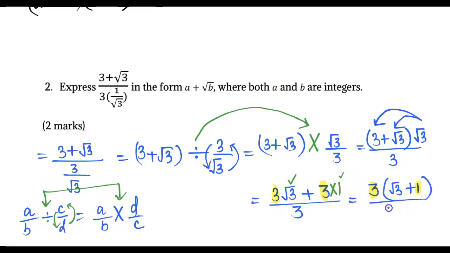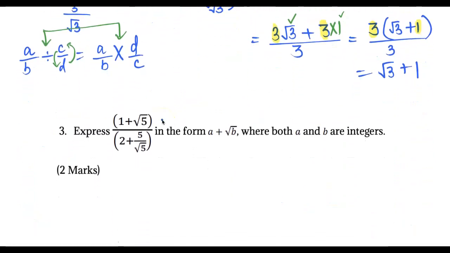And the bottom is 3. So finally, 3 and 3 will be cancelled. You're going to be getting root 3 plus 1. What they wanted was the A plus root B form. So A is basically 1 plus root 3. This is the answer for that, right?